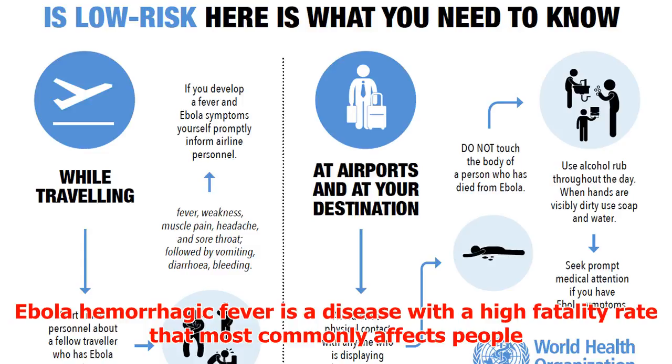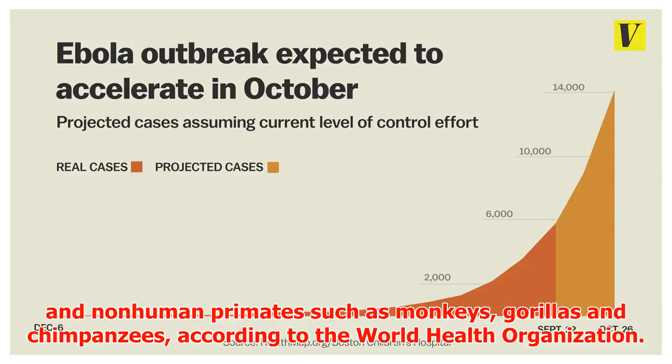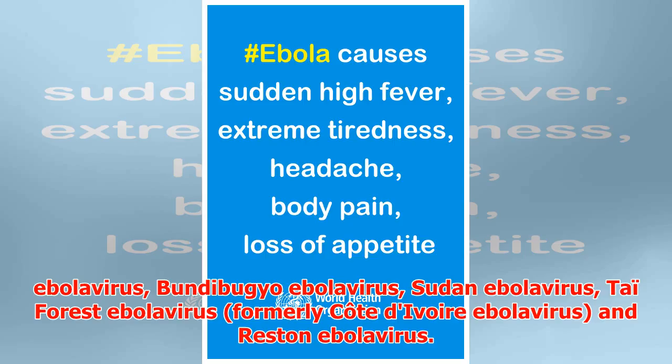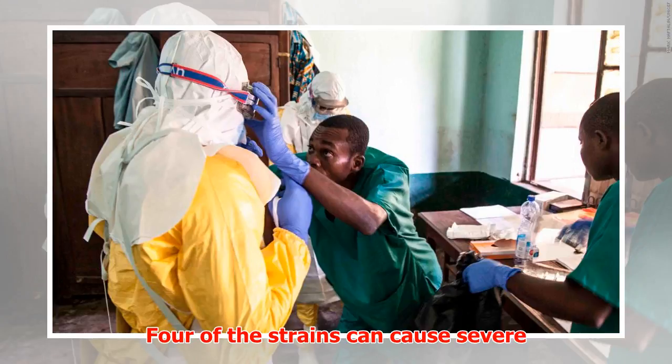Ebola hemorrhagic fever is a disease with a high fatality rate that most commonly affects people and non-human primates such as monkeys, gorillas and chimpanzees, according to the World Health Organization. The fever is caused by an infection with one of 5 known Ebola virus species: Zaire Ebola virus, Bundibugyo Ebola virus, Sudan Ebola virus, Thai Forest Ebola virus, formerly Côte d'Ivoire Ebola virus, and Reston Ebola virus.